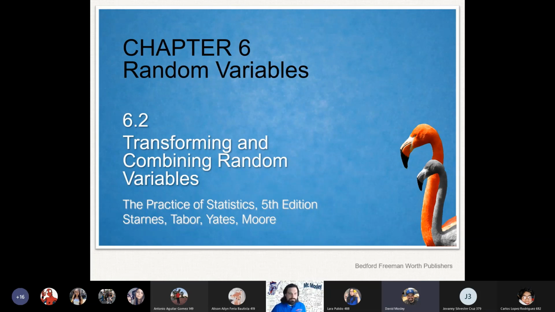Alrighty. So here we are, we're in chapter 6 still, random variables. We're doing section 6.2 on transforming and combining random variables.